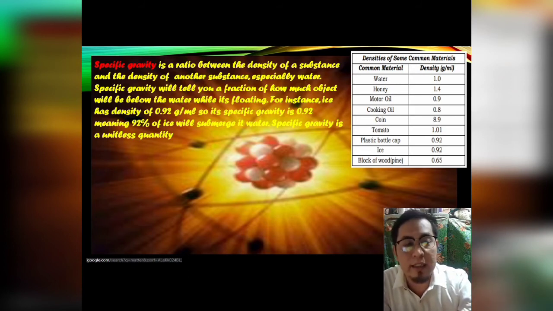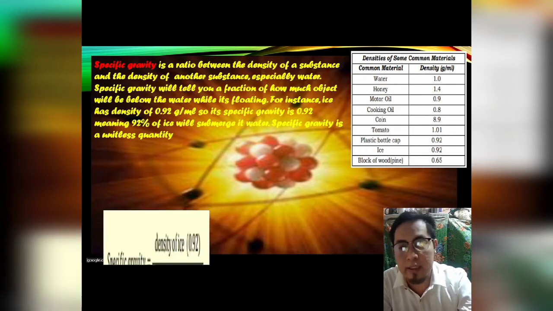Okay. You cannot get specific gravity when the substance is the same. For example, water and water. No. They must have different densities, in order for us to know whether an object will float or not.